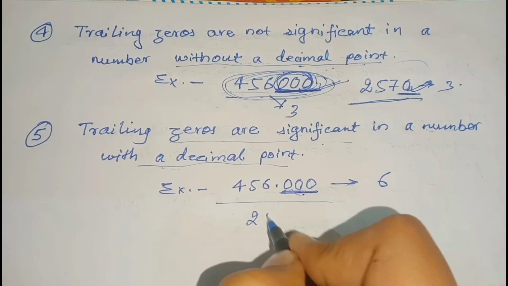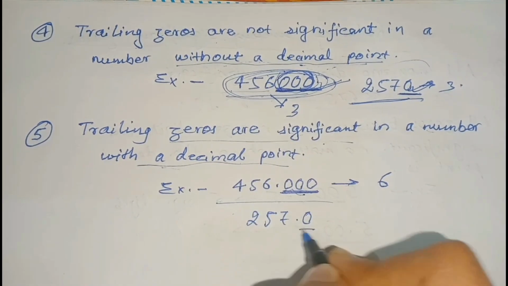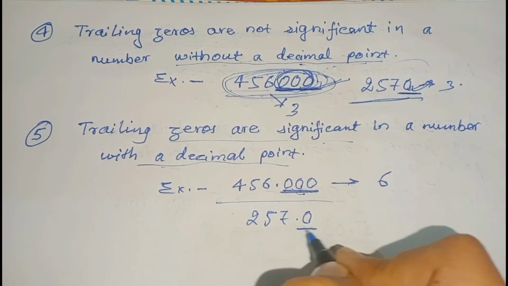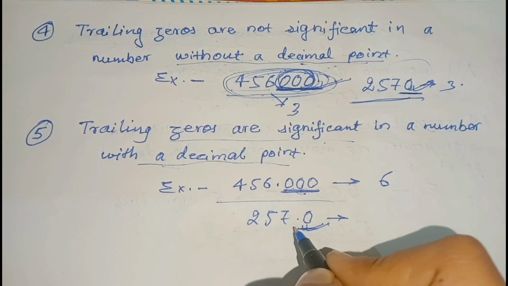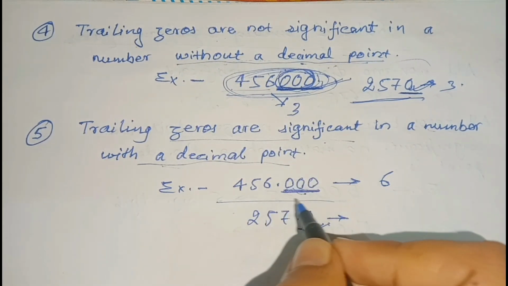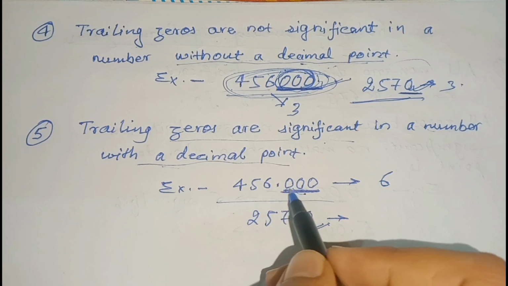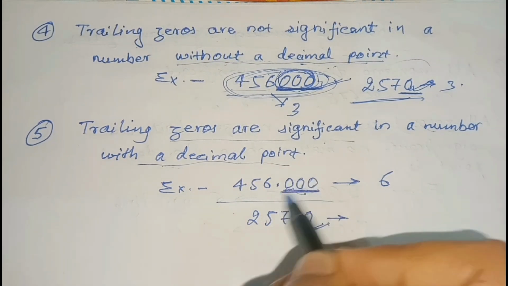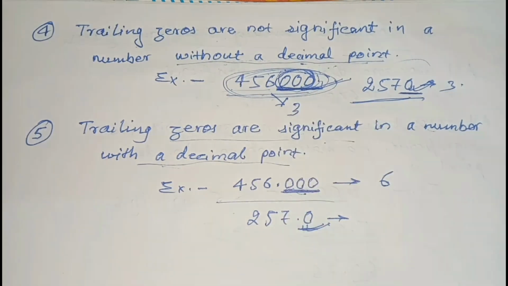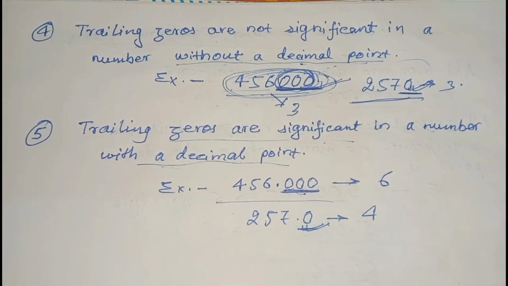Suppose another example, 257.0, one trailing zero with a decimal point. This will be significant. So at first we look whether it has a decimal point or not. If it has a decimal point, this will be significant. If there is no decimal point, this will not be significant, like in rule 4. So this will have 4 significant figures. Okay, now the next rule.